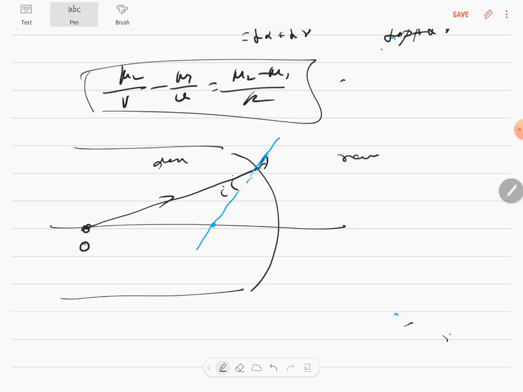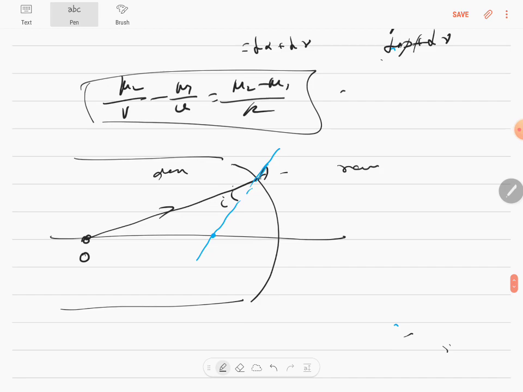How do I do this? If it's going to bend away from the normal, it's going to come like this, which means your image is going to be further away. One second, hold on. Where is the image? Oh, this condition is for the image to be on the rarer side. So then it's going to come here. The ray is going to bend away from the normal. Obviously, you'll get an image here.